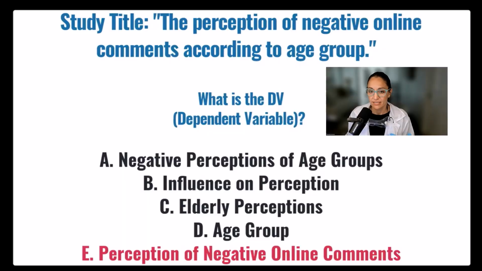To figure out the DV on this one, I might rephrase this to ask, how do these different groups perceive negative online comments? And that better helps me to recognize the responding variable, perception of negative comments, the DV.